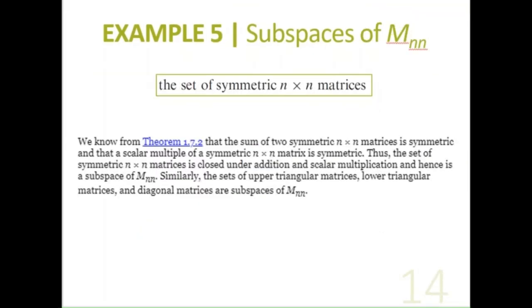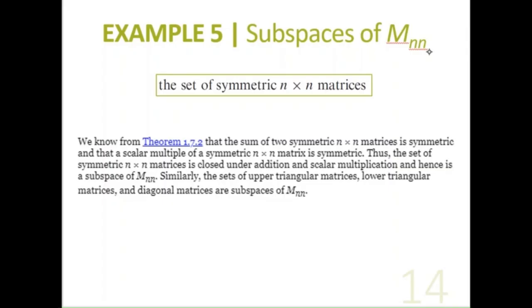You also want to take note of this example 5 because this is talking about symmetric matrices. So it's talking about subspaces of M_nn. We usually denote our matrix spaces by the big M here, and then this is going to indicate the dimensions of that matrix. You'll want to make note of this because there are certainly going to be some problems about it, but realize that the sum of two symmetric n by n matrices is symmetric, and that a scalar multiple of a symmetric n by n matrix is symmetric.